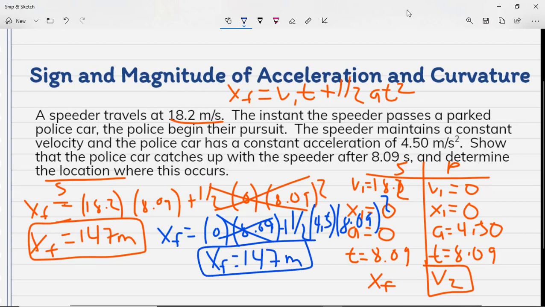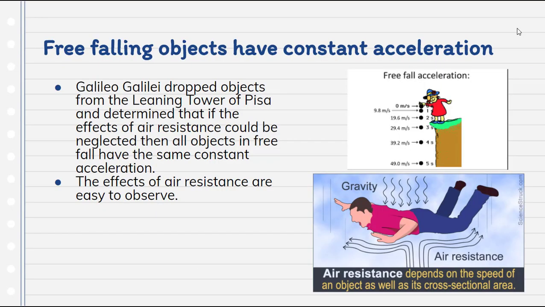So I think the key thing here is recognizing the variable that is missing. I can't stress looking at that enough. It really helps you figure out what equation to start with and then what to plug in and be able to solve. All right, let's move on.